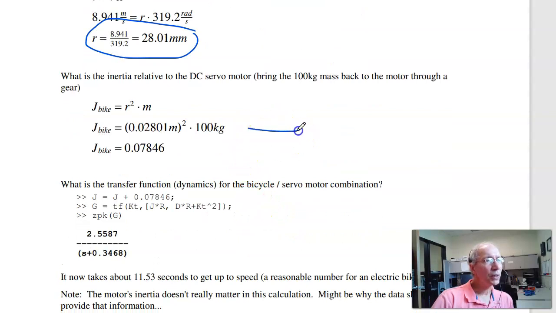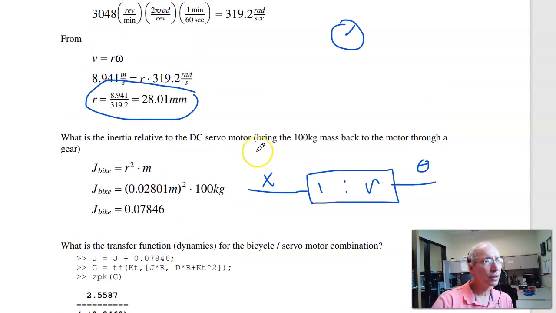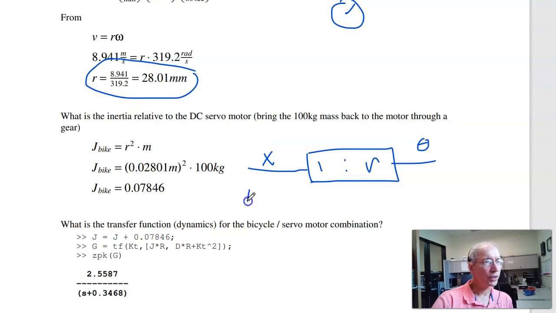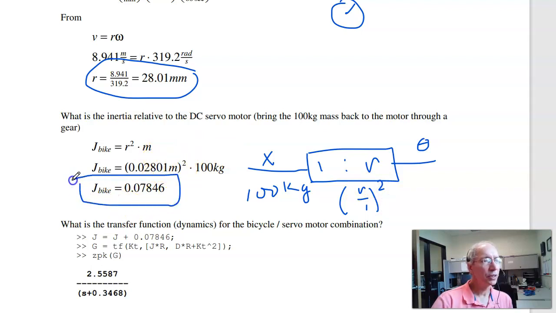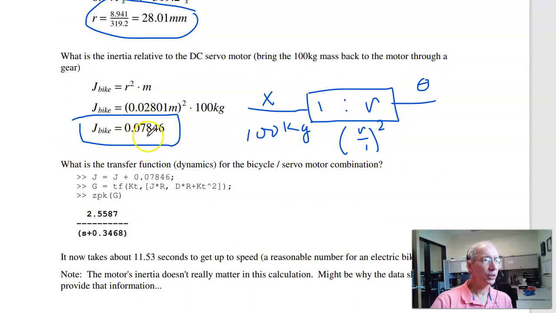The inertia of the bike relative to that. So here I've got my displacement x, here's theta. I have x is r times theta. So this inertia right here, which is 100 kilograms, goes through the gear as the turn ratio squared. So multiplied by r squared, this is the inertia relative to the motor. So take the previous inertia, add 0.078 kilogram meter squared to it. That's the net inertia, the bicycle plus the motor.